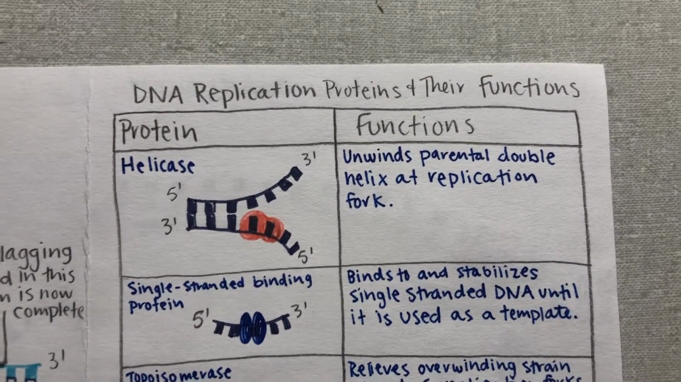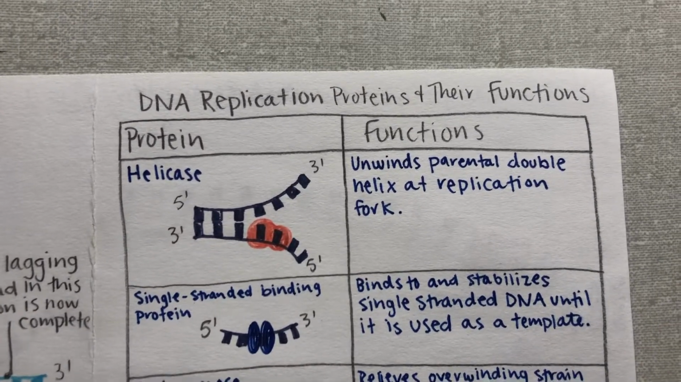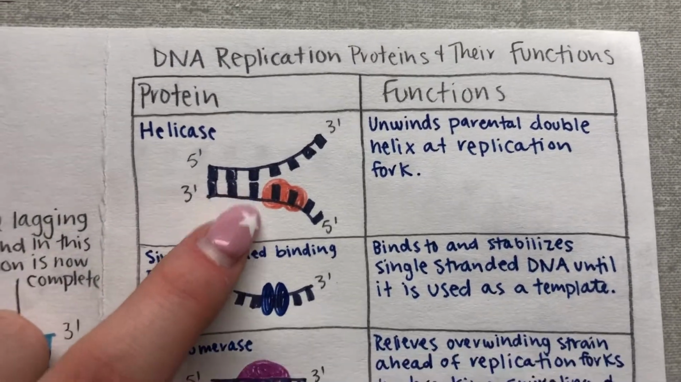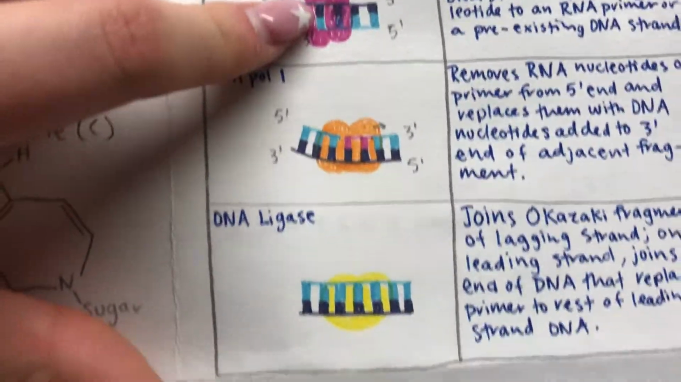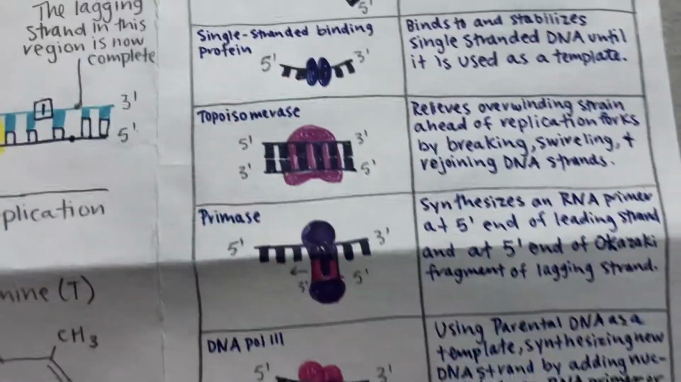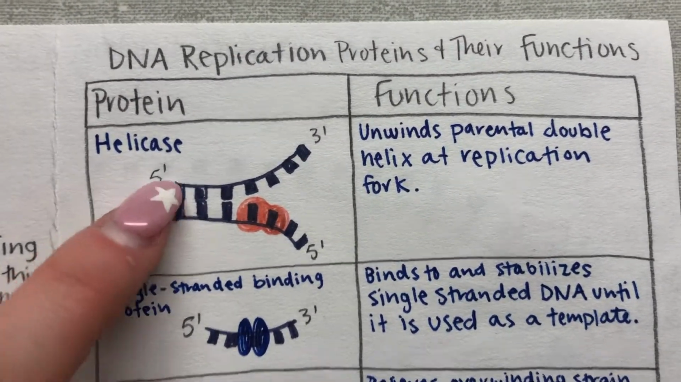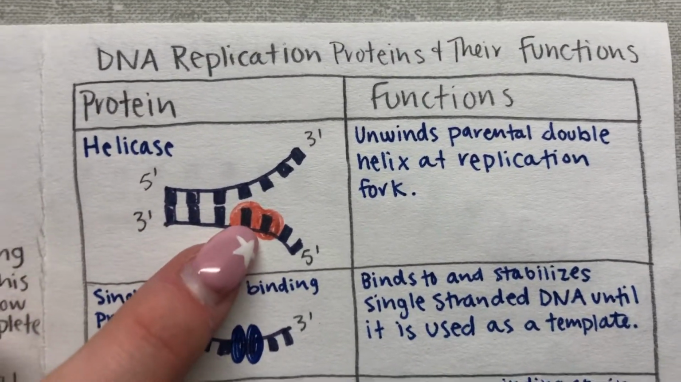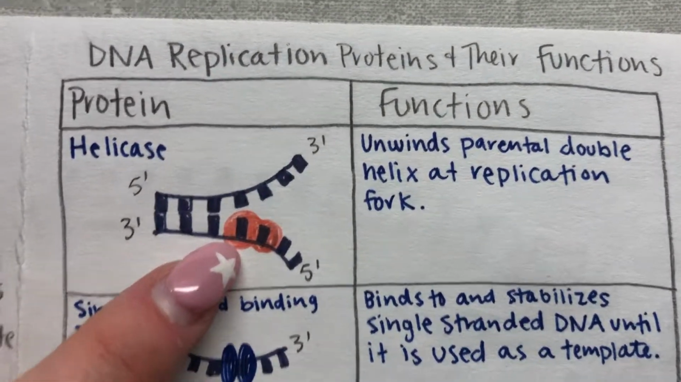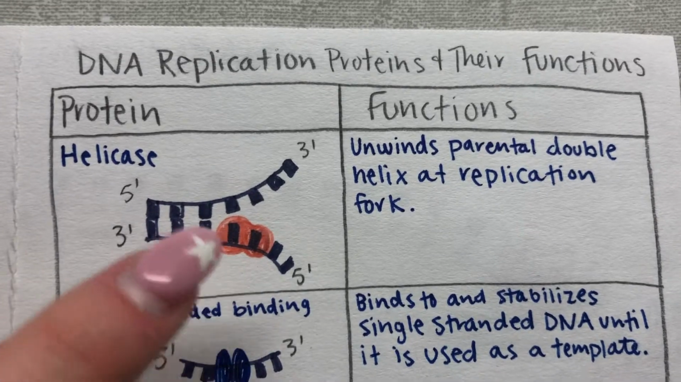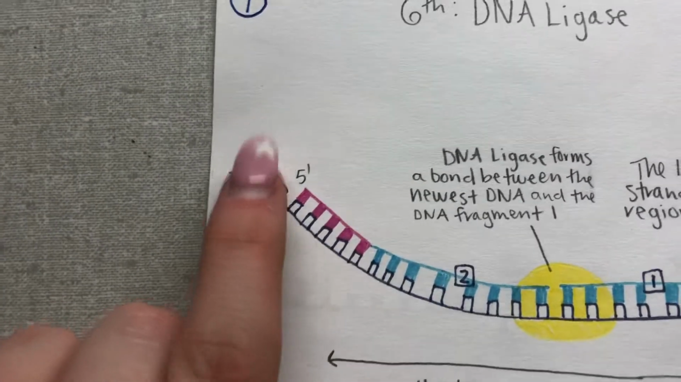Alright, so I know I just threw a lot of topics at you guys and a lot of interesting words, so here is a little table explaining each of those drawings I had before. Some of them might change color because it just looks nicer. So, helicase is this little guy right here, and its job or function is to unwind the parental double helix at the replication fork. So this happens right here.